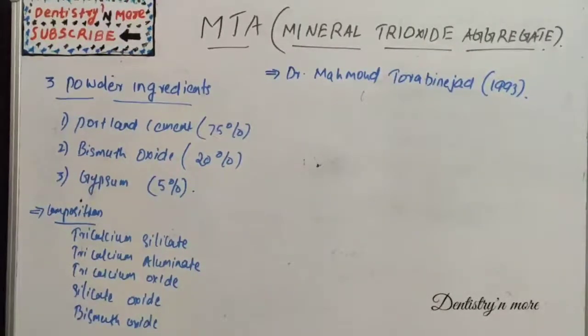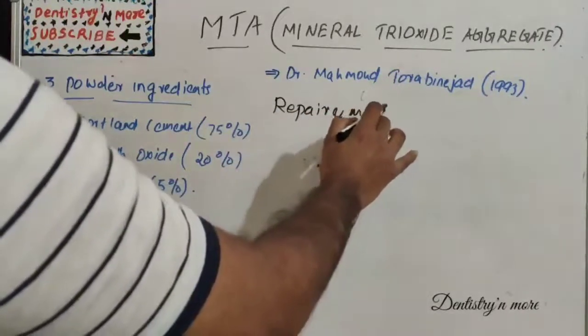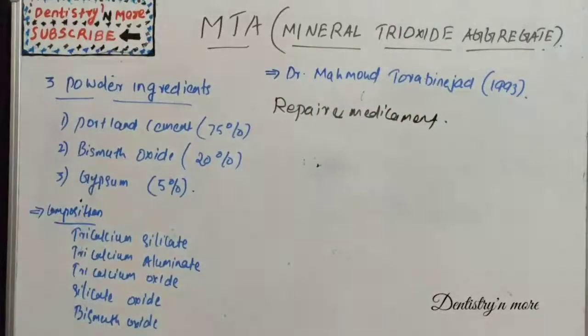It was originally formulated to provide the physical properties, setting requirements and characteristics which are necessary for an ideal repair and medicament material. It has been proven that MTA exhibits good sealing ability, excellent long-term prognosis, relative ease of manipulation, good biocompatibility and tissue regeneration. In 1998, MTA was approved by the US Food and Drug Administration, that is FDA.